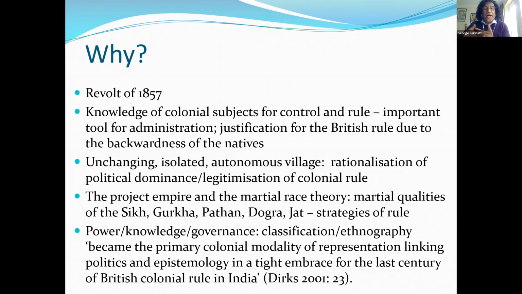And the project of empire was also helped by the martial race theory. These studies held certain castes to be martial races and fit for soldiering. And therefore you got Sikh, Gurkha, Pathan, Dogra, Jat. So these were part of the strategies of the rule.